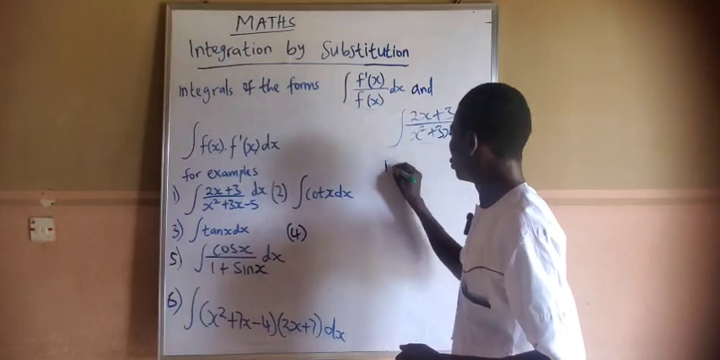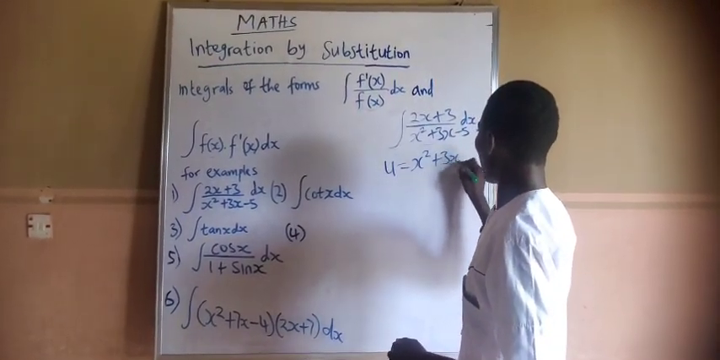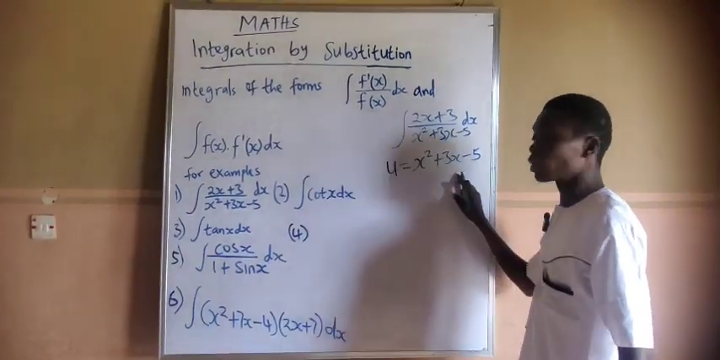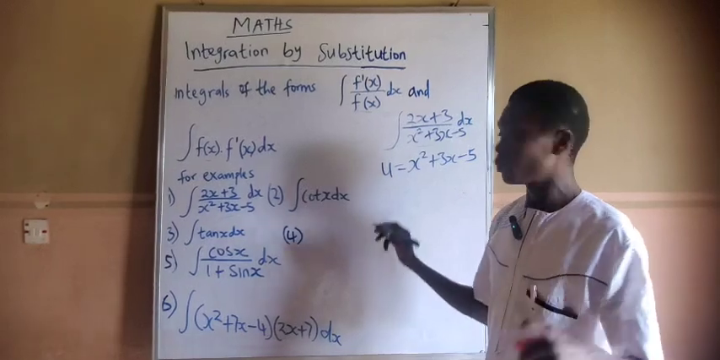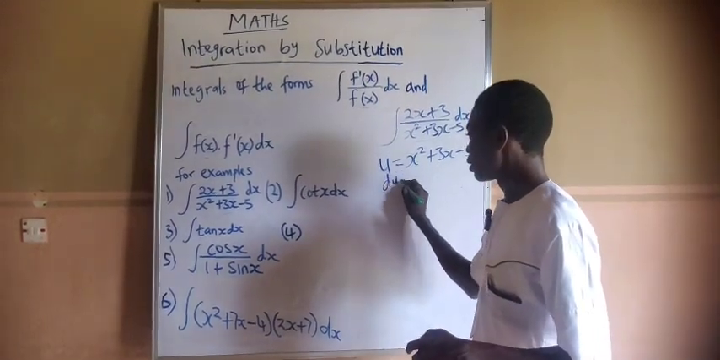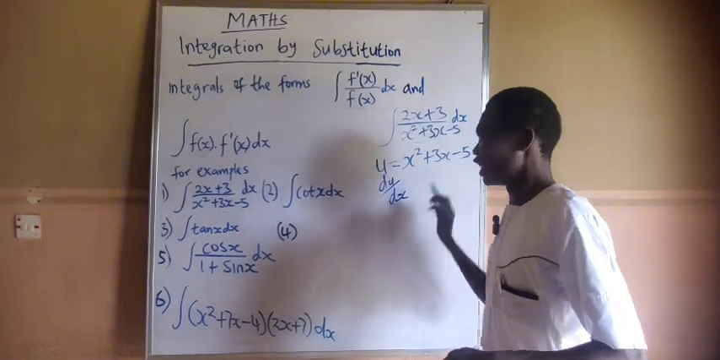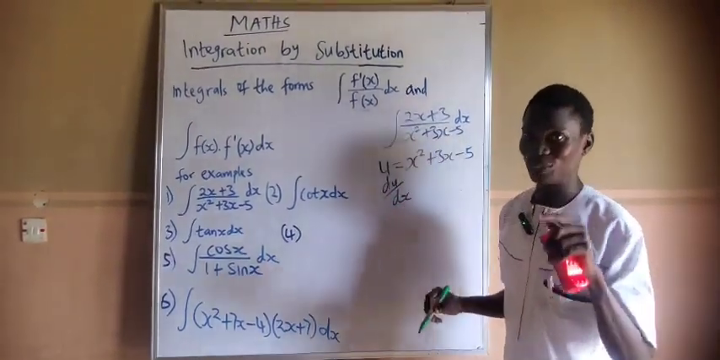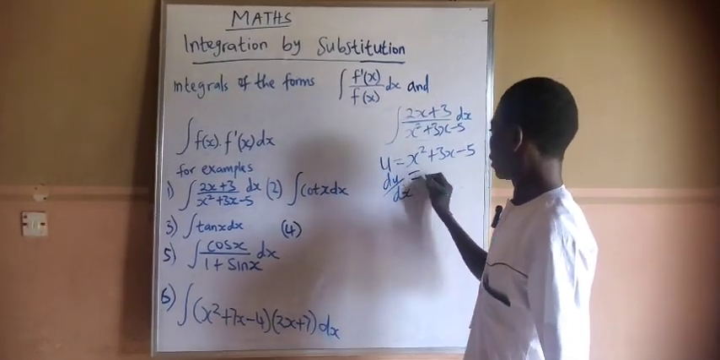U. Let's say u equals x^2 + 3x - 5. Now u is in respect to x. So if I differentiate u with respect to x, it will give me du over dx. If I don't want to say differentiate du/dx, I can also say find u prime. Just take note of that. So if you differentiate u with respect to x, it will give you what?